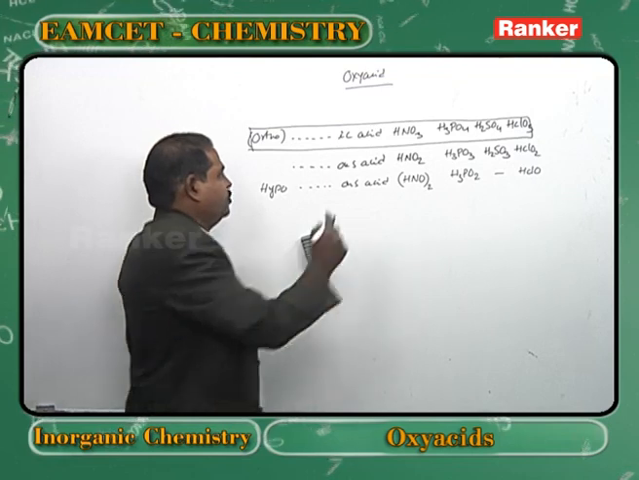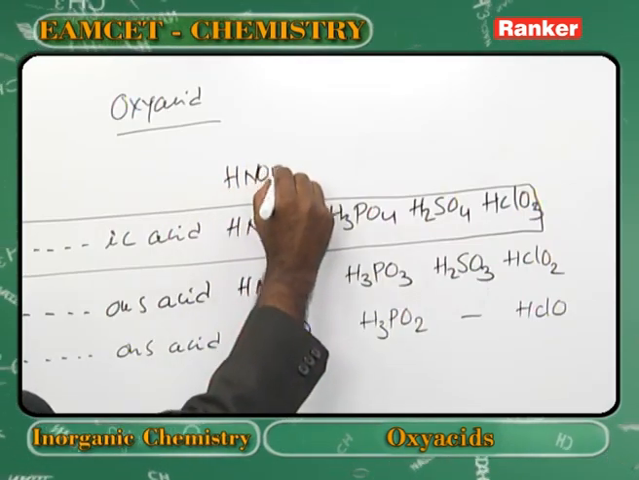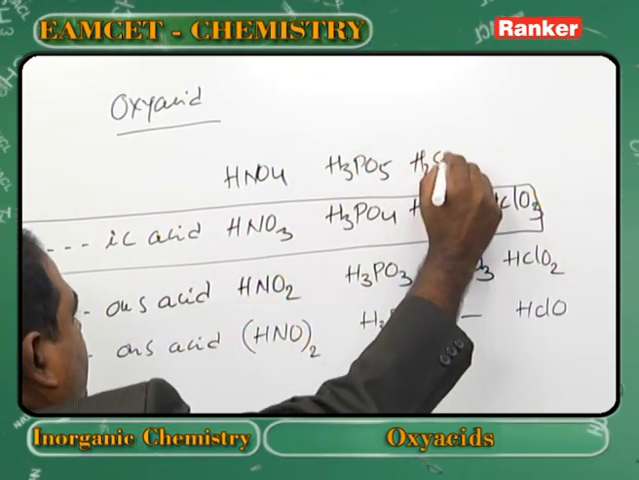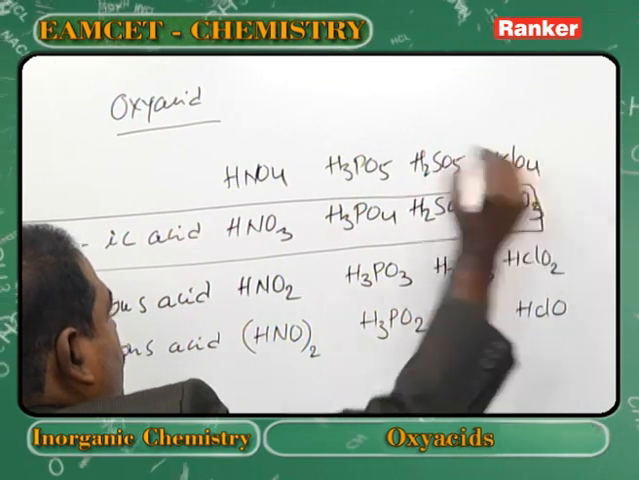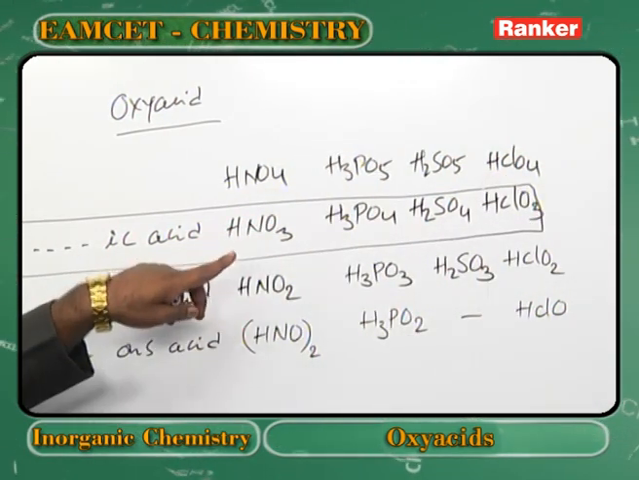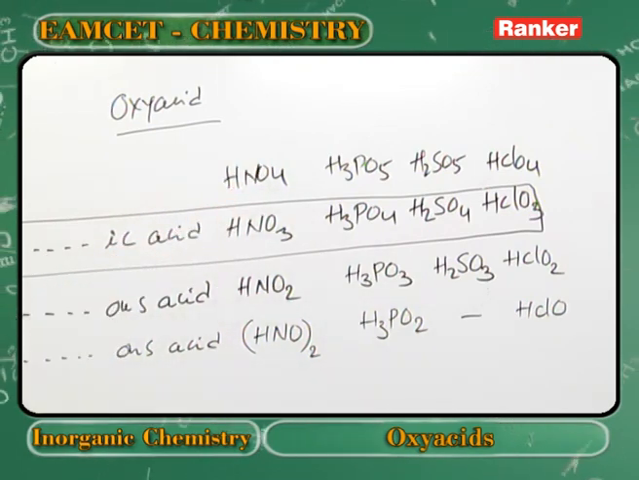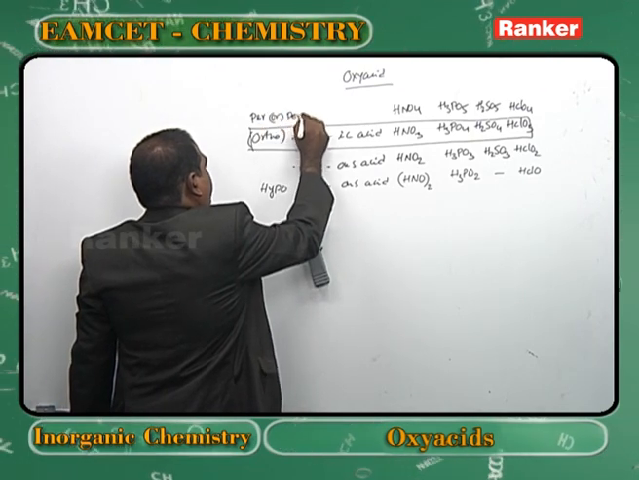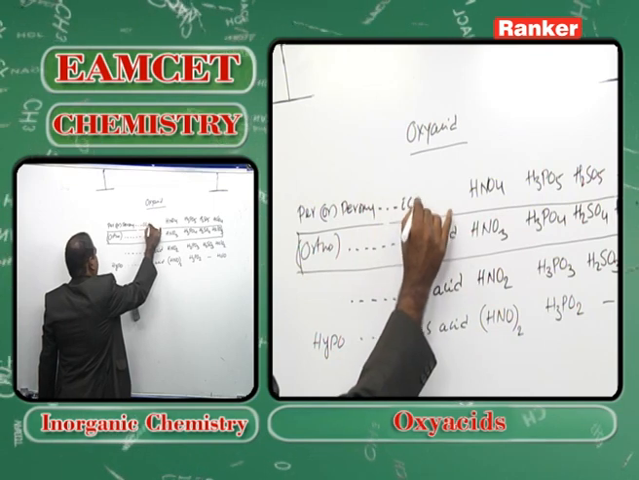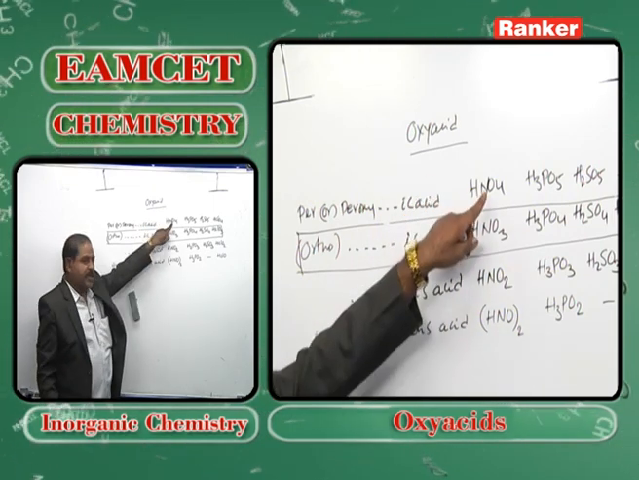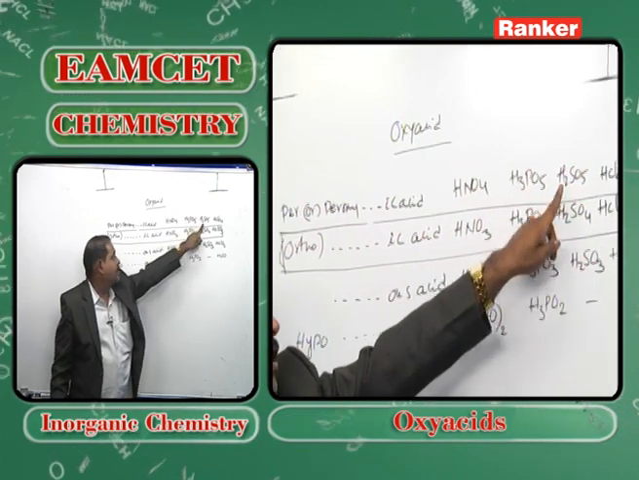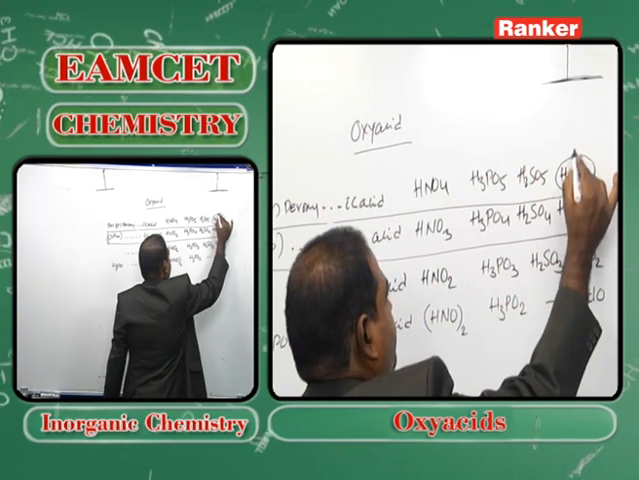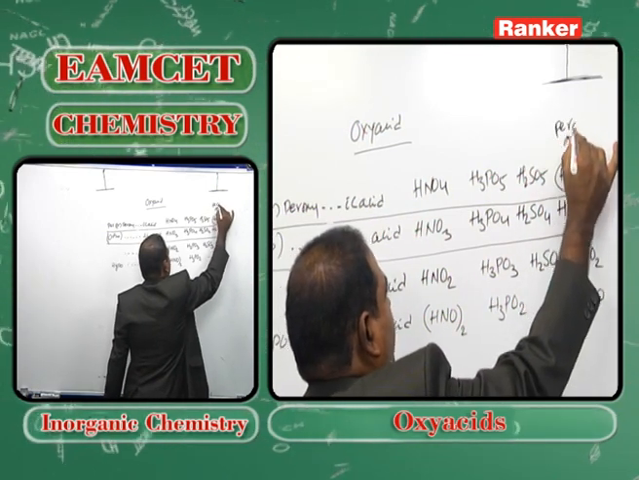add one oxygen to get HNO4, H3PO5, H2SO5 and HClO4. So you can see HNO4 is too many oxygens, therefore we call it per, or peroxy-ic acid. So this is pernitric acid, perphosphoric acid, persulfuric acid, perchloric acid, and this one is of course per only.